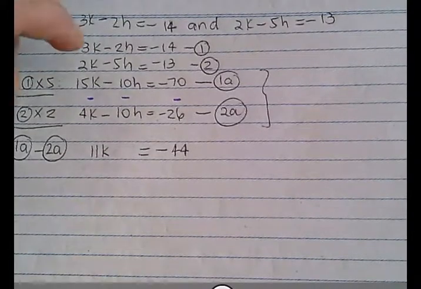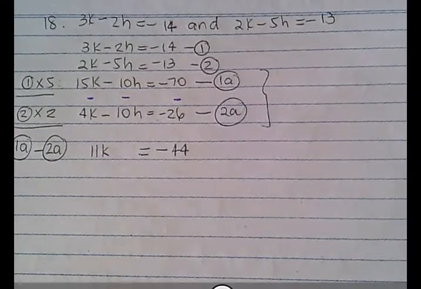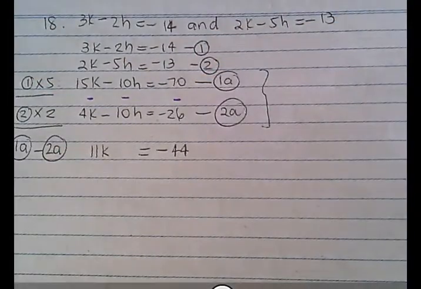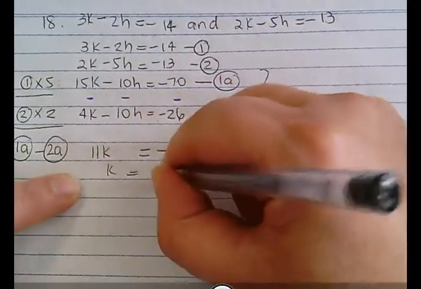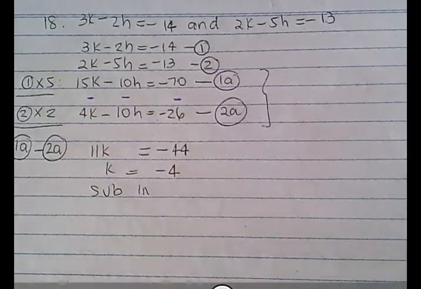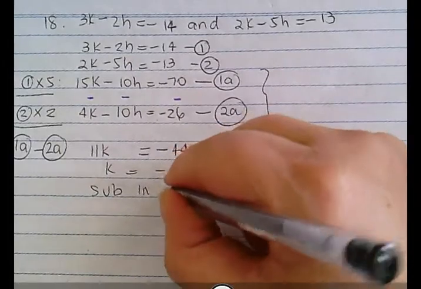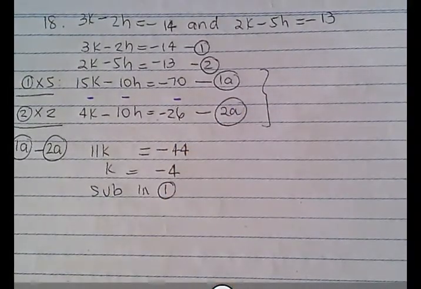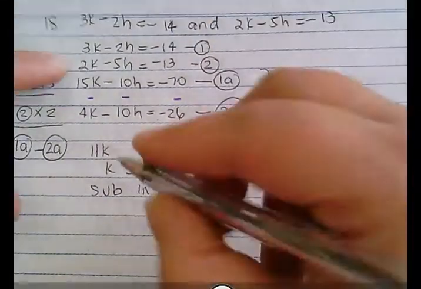Now, of course, because I multiplied by 5 and 2, my numbers are a lot worse than what they would have been if I multiplied by 2 and 3. They're a lot bigger. But I just want to demonstrate the two negatives. So k is negative 4. And then we just sub that in whatever you like. Don't go to 1a and 2a, the numbers are too big. Perhaps sub it in 1, whichever one looks like it's the smallest numbers.